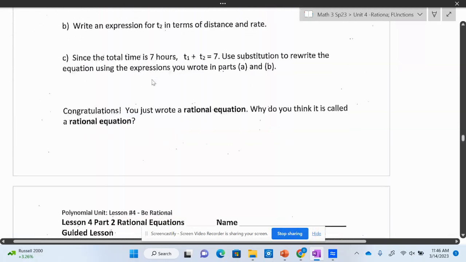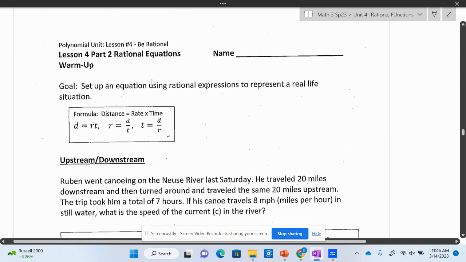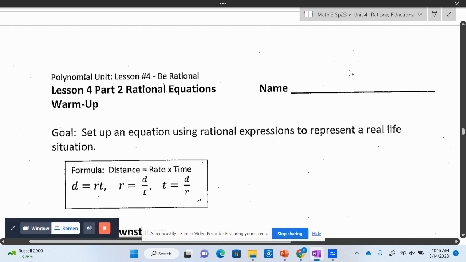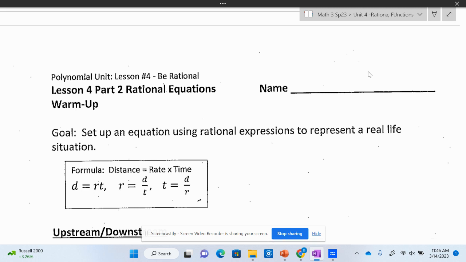Okay, here we go. So this is lesson 4.2, part 2. We're still dealing with rational equations, but now we're going to use applications. So basically word problems. Whenever you see that word applications, that means you're going to apply what you know, probably in a word problem. The first type of word problems that we're going to do involve distance. And the formula for distance is D equals R times T, where distance is your rate and time.